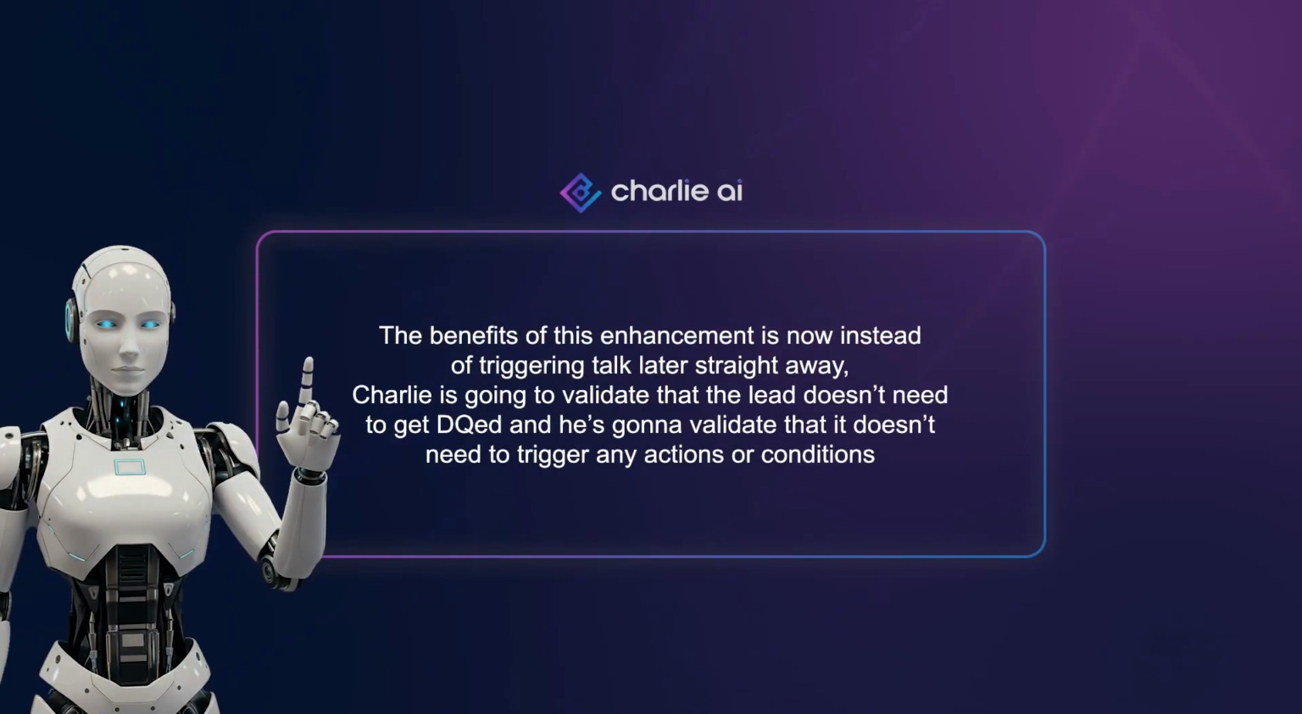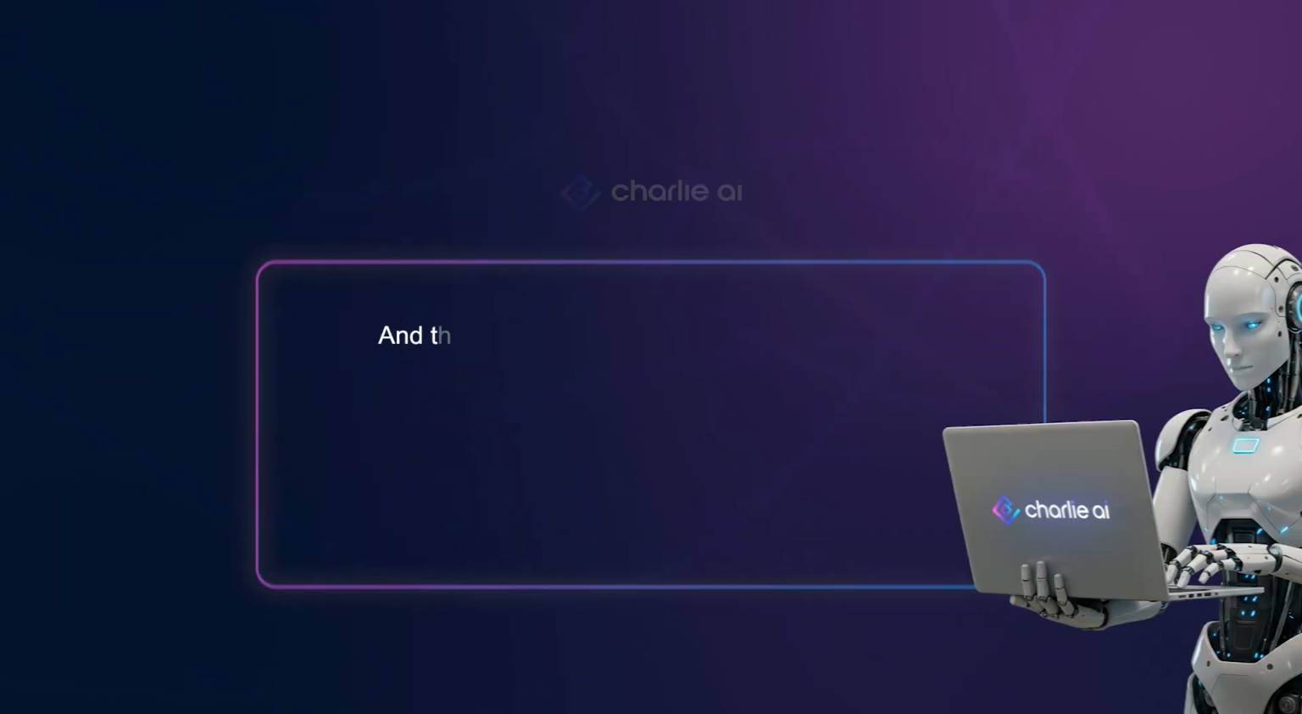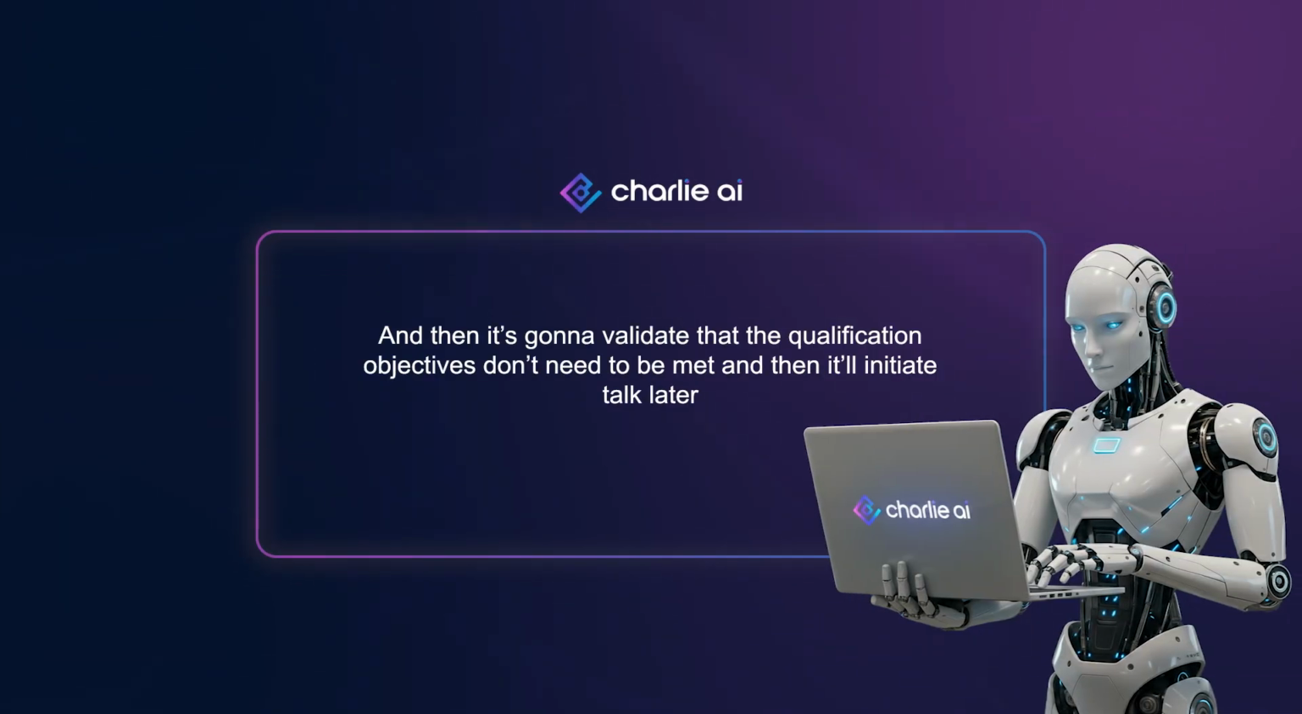So we've adjusted and enhanced the logic behind Talk Later. The benefit of this enhancement is that instead of triggering Talk Later straight away, Charlie is going to validate that the lead doesn't need to get DQ'd, and that it doesn't need to trigger any actions or conditions. And then it's going to validate that the qualification objectives don't need to be met, and then it'll initiate Talk Later. Whereas before it was initiating Talk Later a little too soon when it should have triggered one of those other systems.